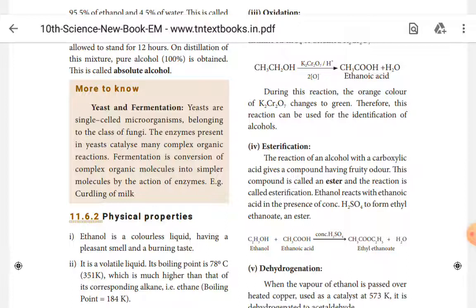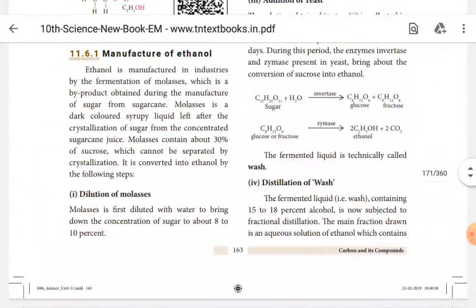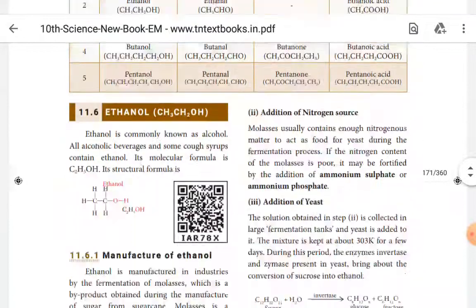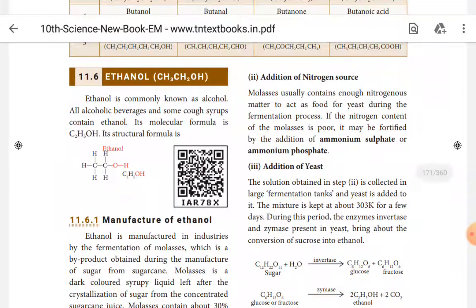So there are so many questions in this long answer on the manufacture of ethanol from sugar molasses, and there are objective, 2-mark and short answer questions as well. So you have to go through it thoroughly. First we are going to study: what is the functional group of alcohol? The alcohol functional group is OH, hydroxyl. When a hydroxyl group is there, it is an alcohol.